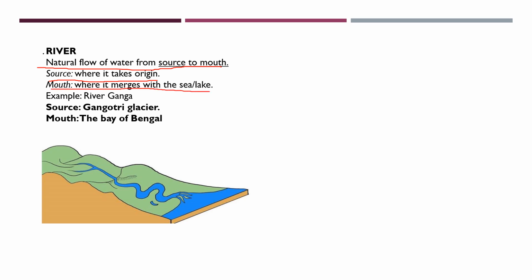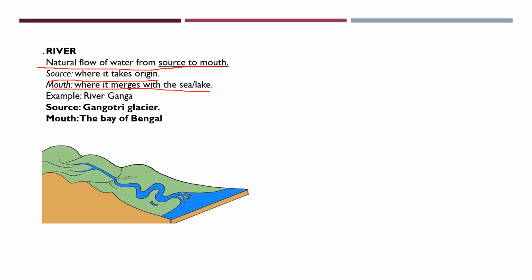in a lake. So, for example, we can see the Ganga River: its source is located in the Gangotri Glacier and its mouth is located in the Bay of Bengal. That means the river originates from the Gangotri Glacier and drains into the Bay of Bengal. Okay, and it is a natural flow of river.